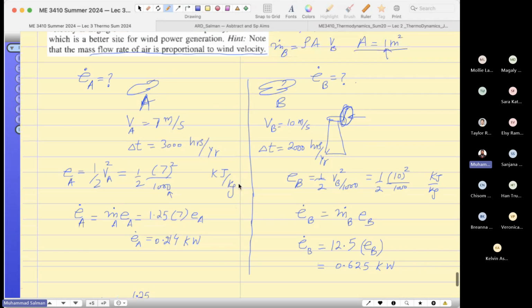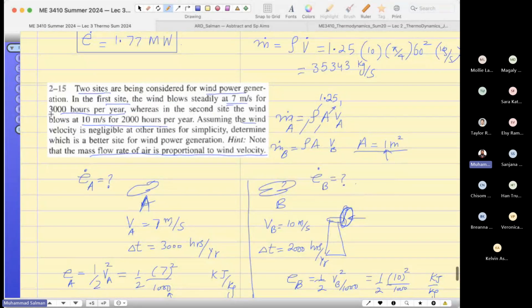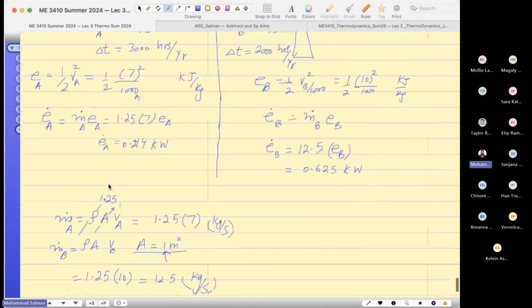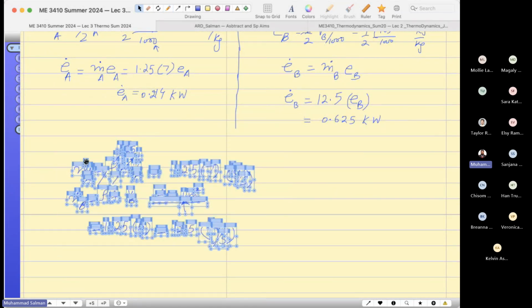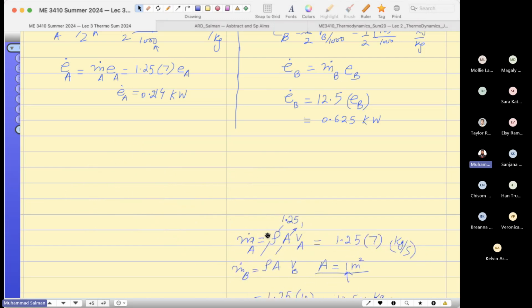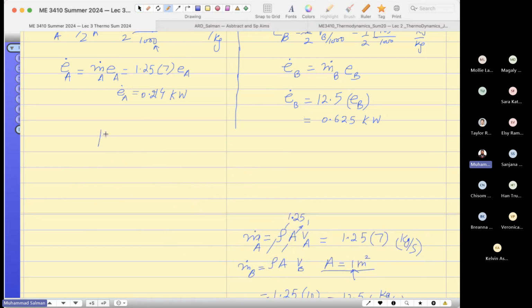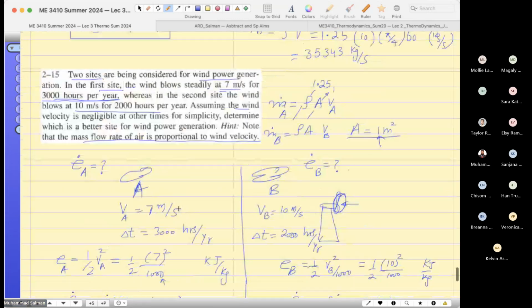Now where are we going to use these hours? We have still not completed the question, because hours are important. How many hours will the wind speed remain like this? So we have to do the math here. Kilowatt hour per year is the actual power potential. So I'm going to write down big A multiplied by E dot A times the time duration per year. So 0.214 times how many hours per year?